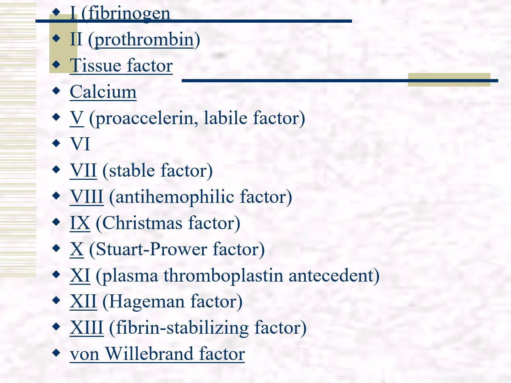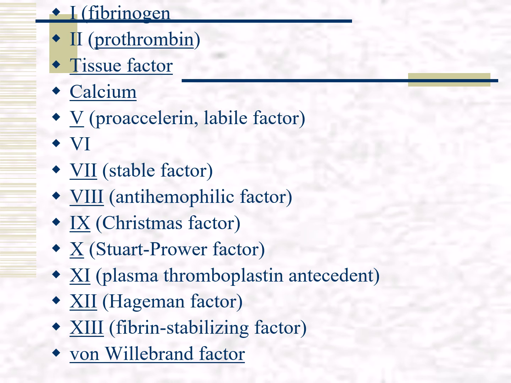Let's talk about the different clotting factors. You can see that they are already listed here. Clotting factor number 1 is fibrinogen, which is converted later on to fibrin. Clotting factor number 2 is prothrombin, that is converted to thrombin. Clotting factor number 3 is tissue factor, also known as thromboplastin.